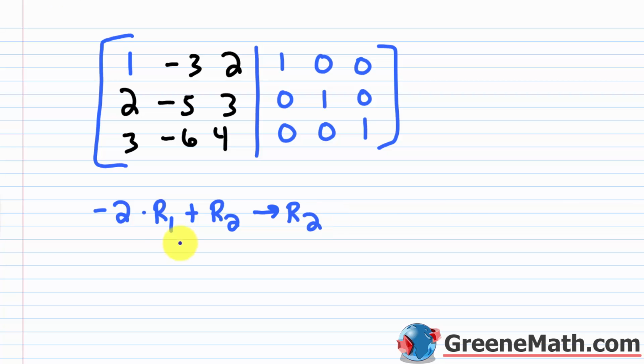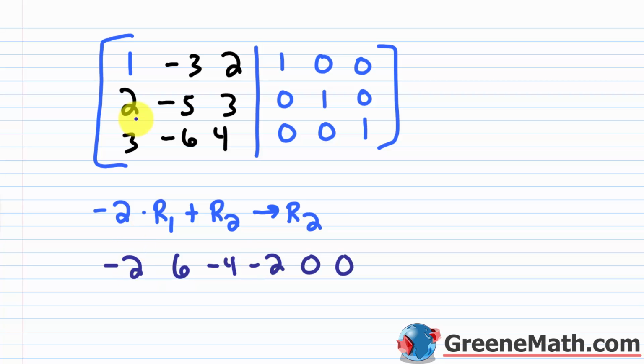So let me just go through and multiply -2 by everything in row 1. -2 times 1 is -2. -2 times -3 is +6. -2 times 2 is -4. -2 times 1 is -2. And then -2 times 0 is going to be 0 in each case. Now, what I'd want to do is add each of these to the entries in row 2. That's what I'm going to replace row 2 with.